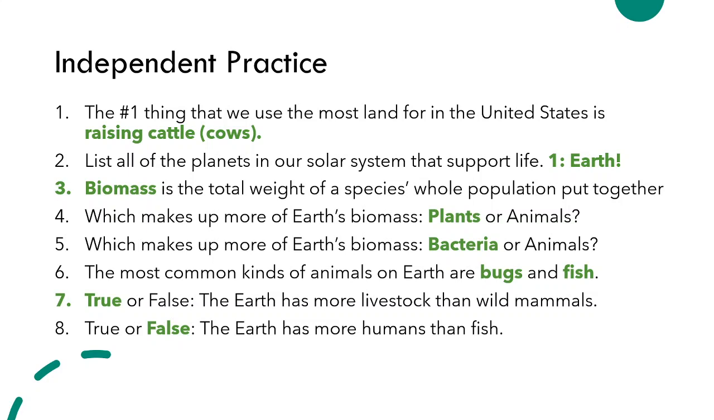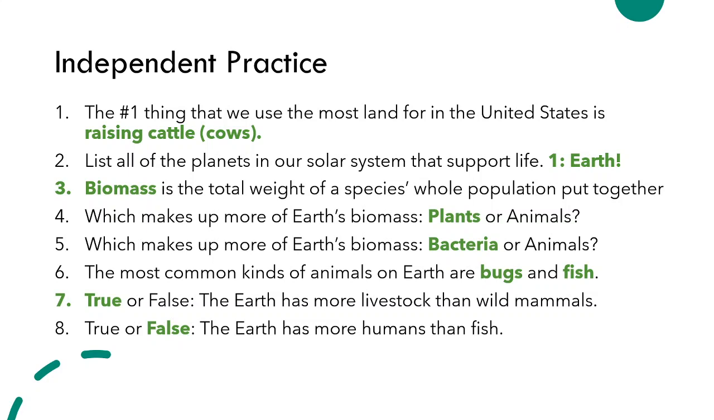List all of the planets in our solar system that support life. Well, it should have been a pretty short list because that is only Earth. That's what's so special and precious about living here. Number 3. The word that we're looking for is biomass, the total weight of a species' whole population put together. Number 4. Which makes up more of Earth's biomass, plants or animals? Well, that's definitely going to be plants. They're 82% of all the biomass on Earth.